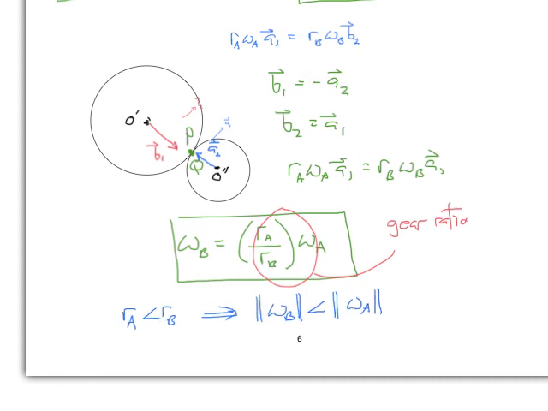And you use this in your mechanical design to change an angular speed to a higher angular speed or a lower angular speed, and this is how you keep track of that with the velocities.